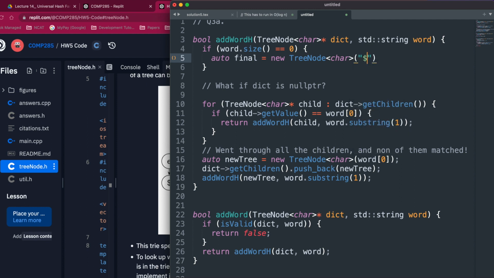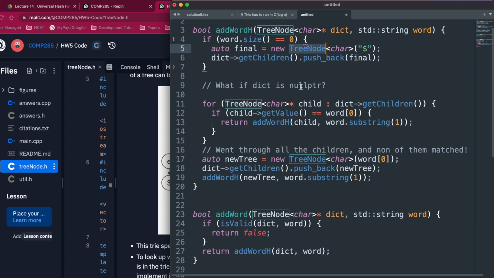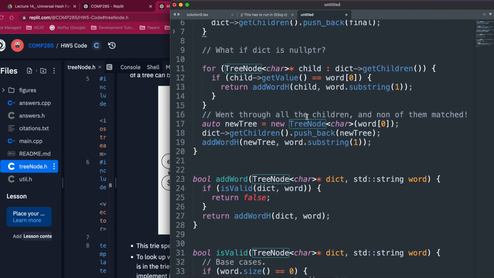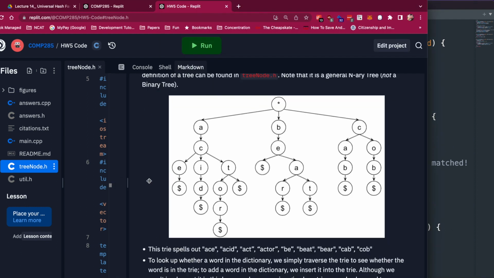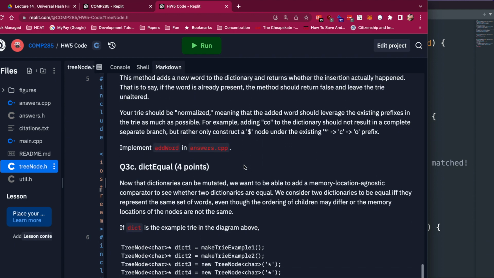Which is going to have a $ sign in it because this signifies that we're at the end. And we're going to add that to our child node here. So we are going to push back this final node, which also has no children. I believe those are the primary cases for when this is empty. All right, so that's for 3B. And again, that code might not be complete. I encourage you to double check it and make sure it looks complete.